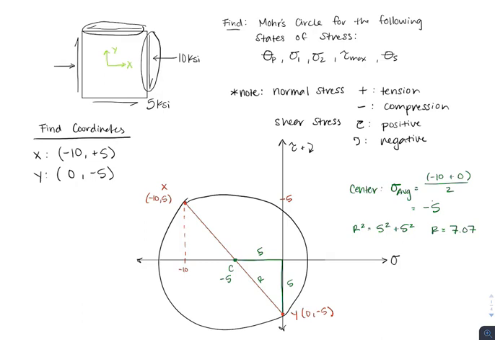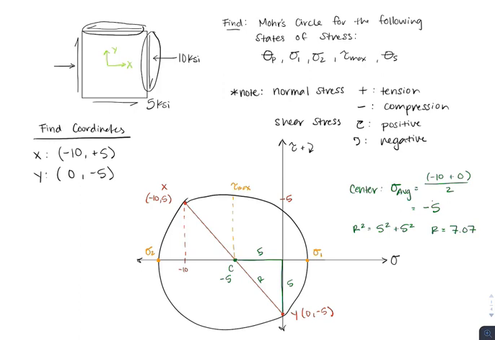Now that we have found those two, we can go ahead and solve for our principal stresses. Our first principal stress is this point right here. I'm going to call that sigma 1. Our other principal stress is right here. This is called sigma 2. We're also interested in finding the max shear stress, which is right here at tau max. It's going to be the top of our circle.